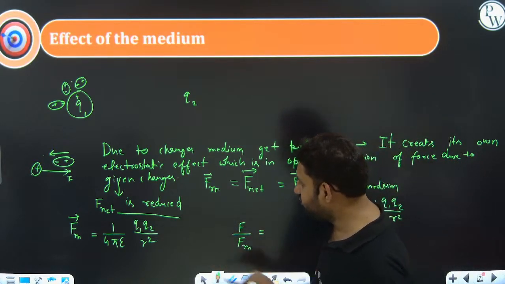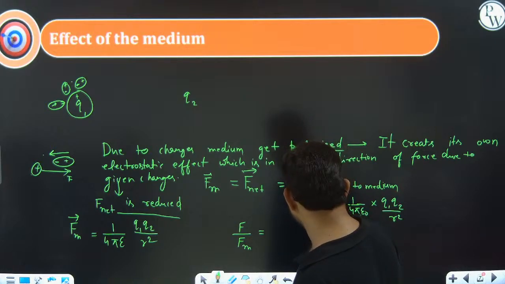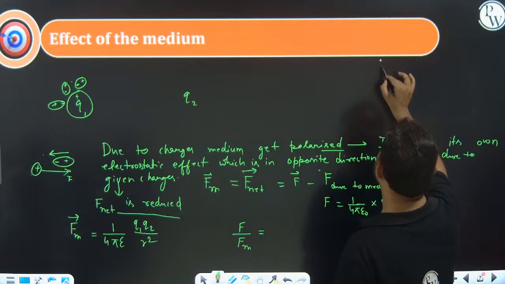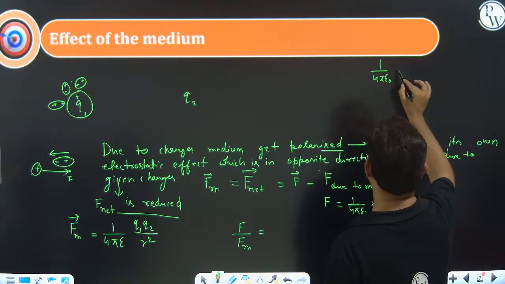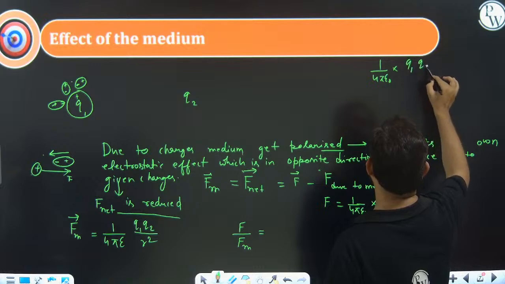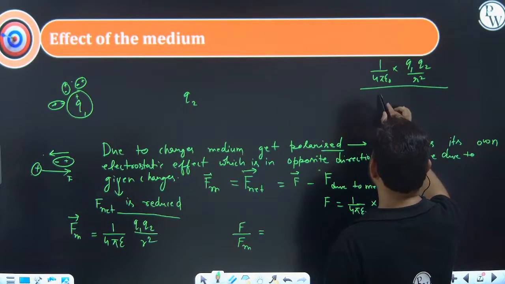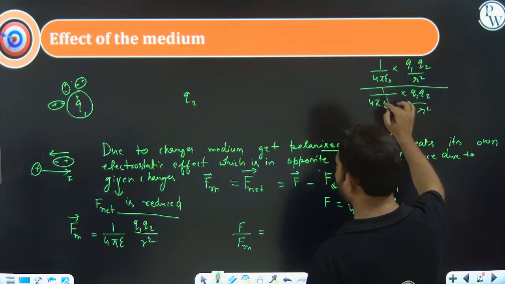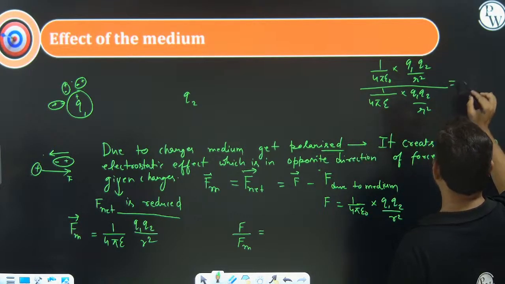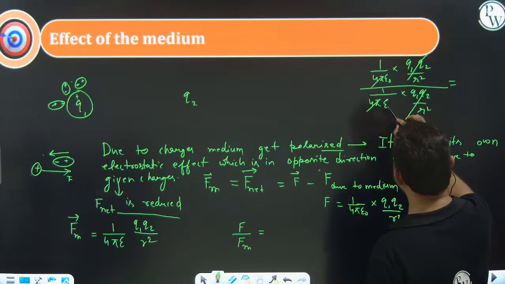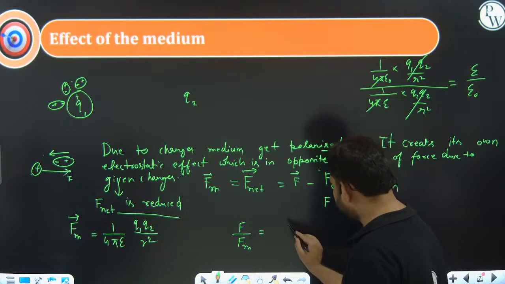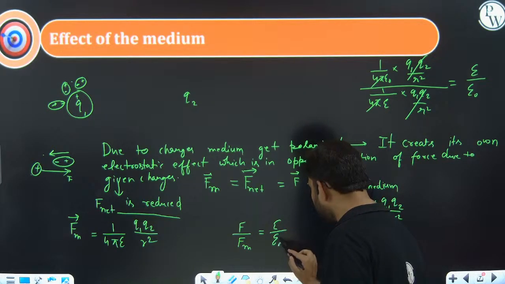Now if I take the ratio of them, you will see that this 1 upon 4 pi epsilon naught will go on the upside. I am doing 1 upon 4 pi epsilon naught into q1 q2 upon r square, divided by 1 upon 4 pi epsilon into q1 q2 upon r square. This is cancelled, this is cancelled, and this will go upside. So this will be epsilon upon epsilon naught.